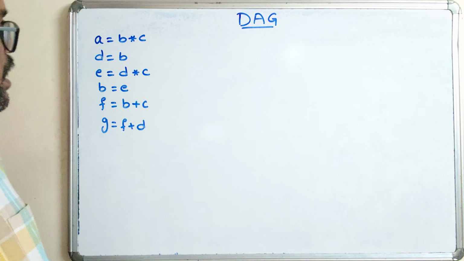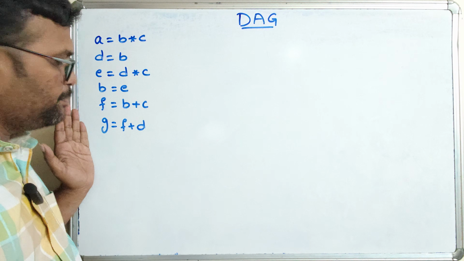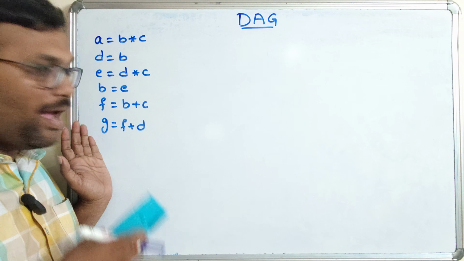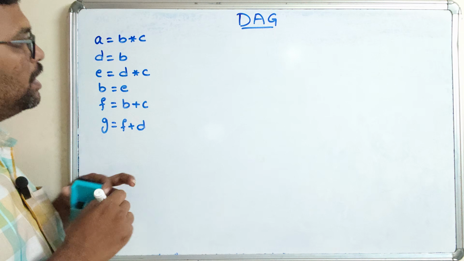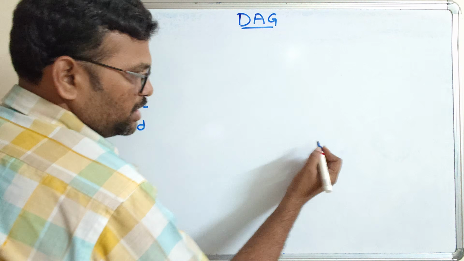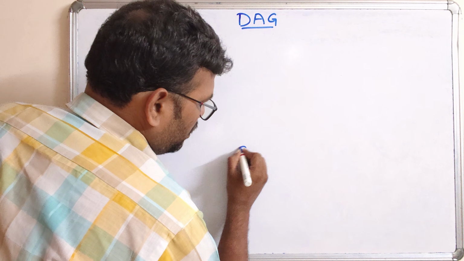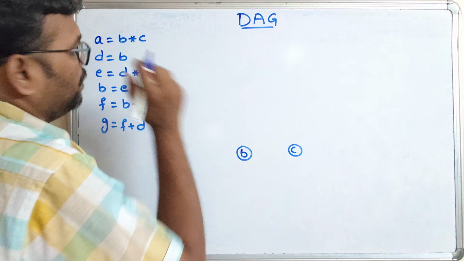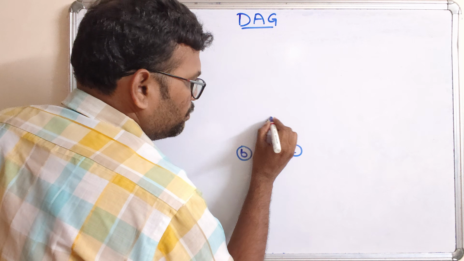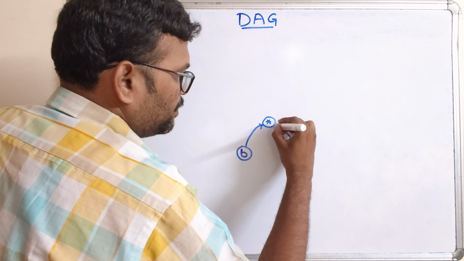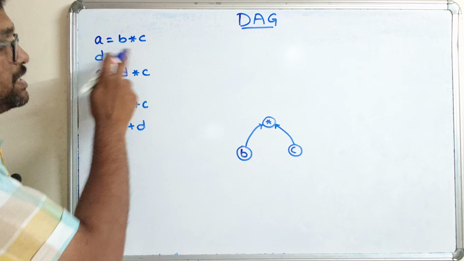Now we'll see one more example. So these are all the expressions given, and now we need to construct the directed acyclic graph for this one. So let us start with the first statement. B and C: there is no node, so we can create a node for B and a node for C, and the operation is multiplication. So multiplication will be done here. So this is the DAG for the first one.